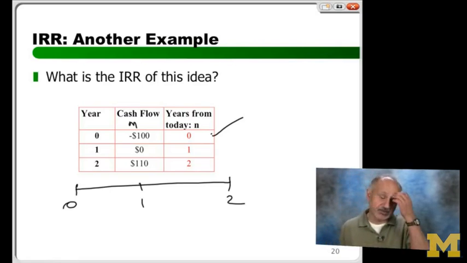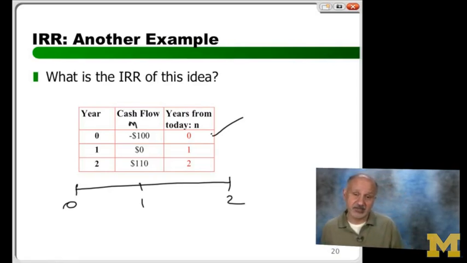Of course it's possible. What do the best ideas of the world do? Not make money for a long period of time initially, and then boom, right? So 110 in year 2. Are the numbers the same? Yep. But what have I done?